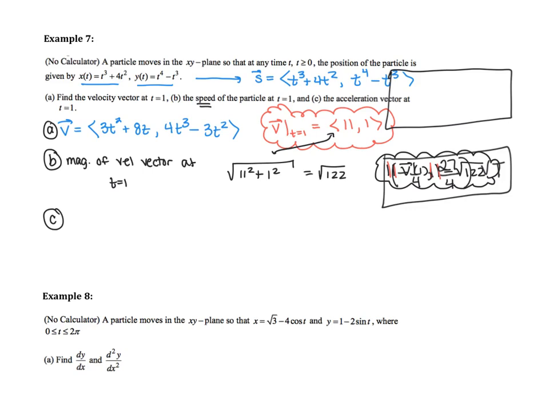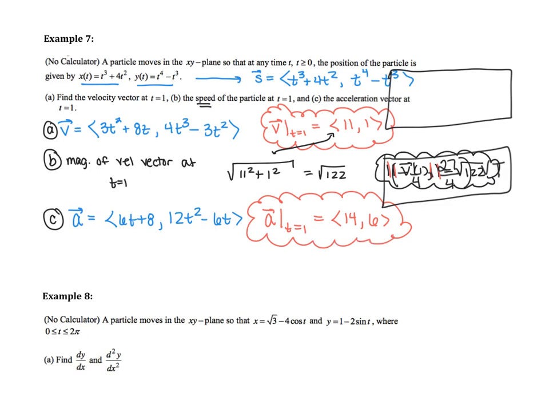And then C says find the acceleration vector at t equals 1. So let's find just the acceleration vector in general. So I'd have 6t plus 8, comma 12t squared minus 6t. And now if I'm evaluating that, the acceleration vector evaluated at t equals 1 is just going to give me 14, comma 6 when I plug in a 1.